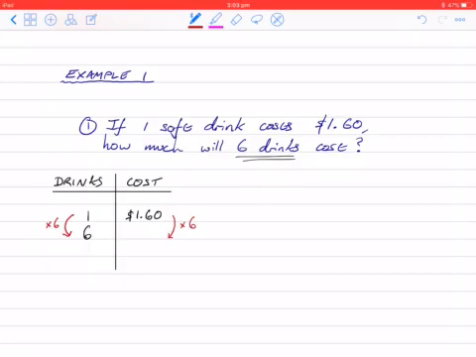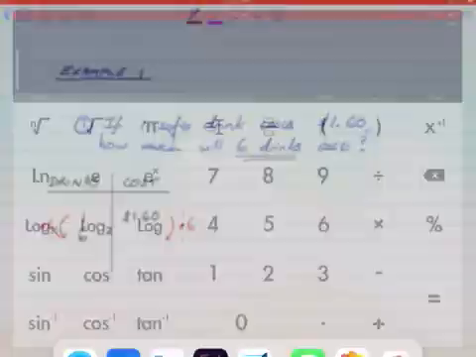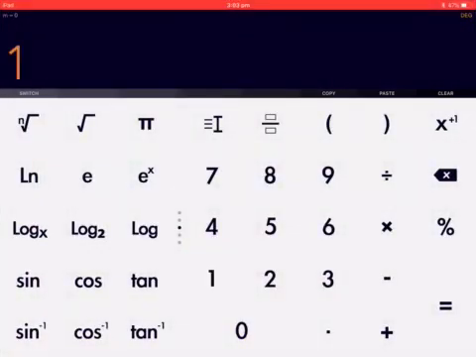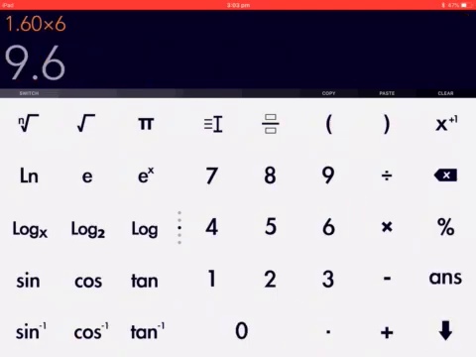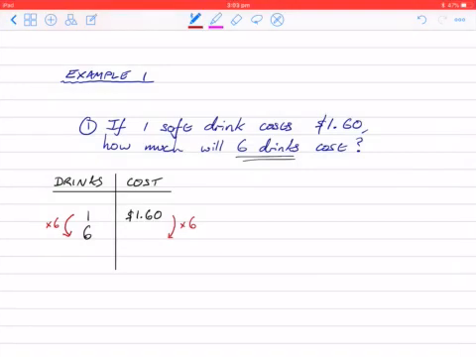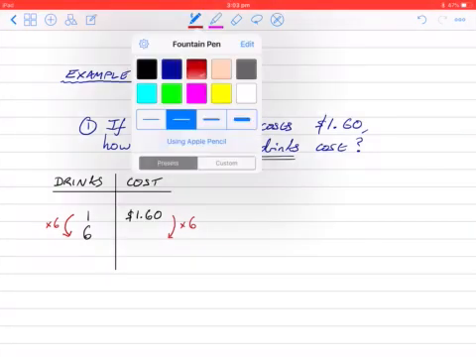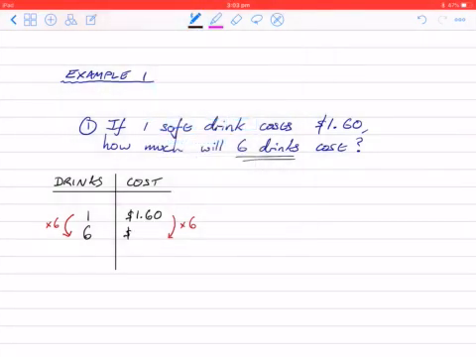So we've got to do $1.60 times by 6. That's $9.60. So straight back in here, we go $9.60. We should probably always communicate our answer. So 6 drinks cost $9.60. Okay, so hopefully that's pretty easy.